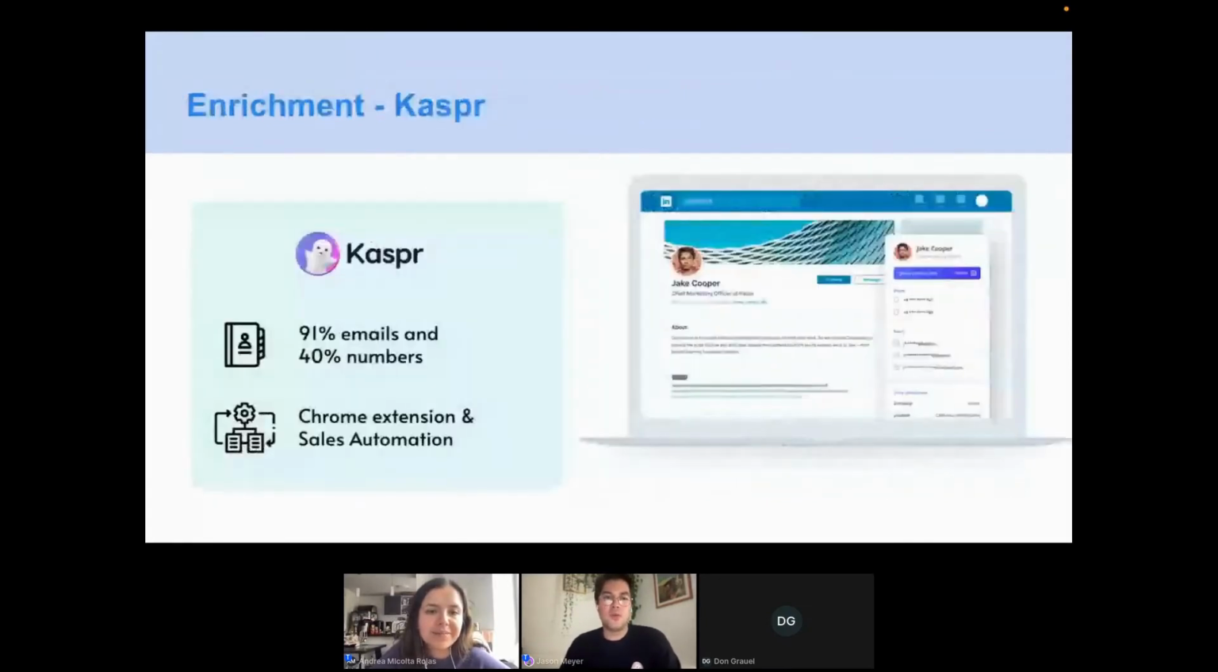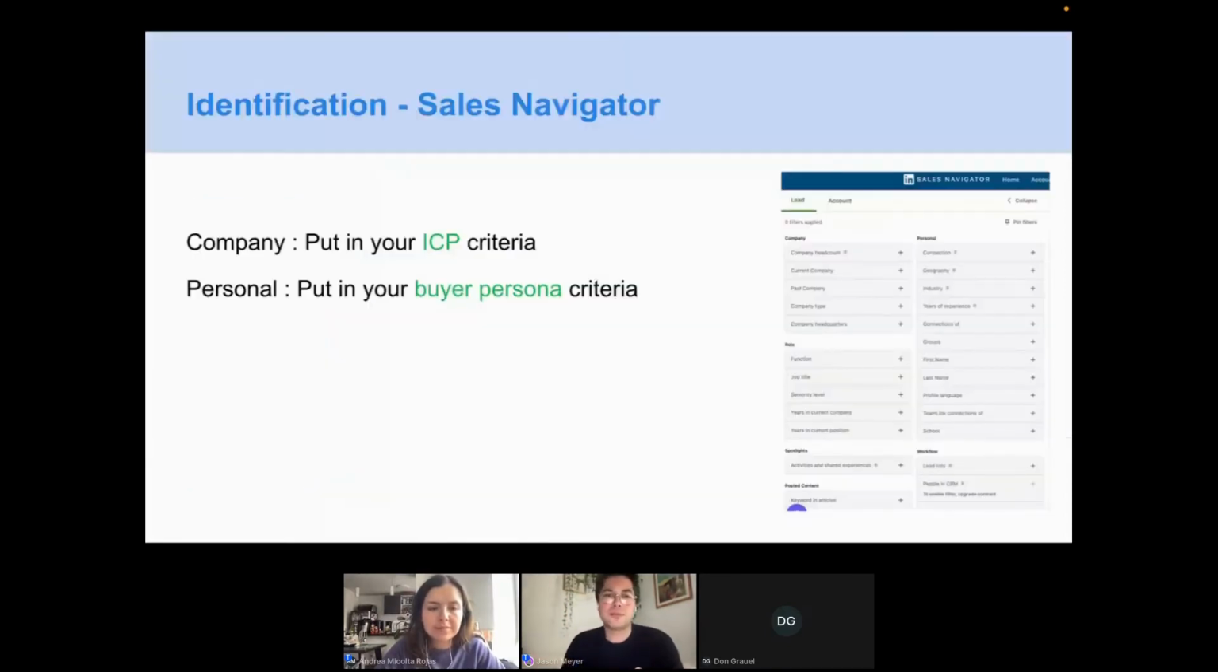So right now we're going to go through Kaspr and see how is best for you to enrich a contact. You will have, using Kaspr, access to around 91% of emails that are available for LinkedIn profiles. And of those, 40% of those profiles will have phone numbers. We work as a Chrome extension that lives over LinkedIn, and you can use all of LinkedIn's native filters to define your ideal target, right? So now it would be defining your ICP.